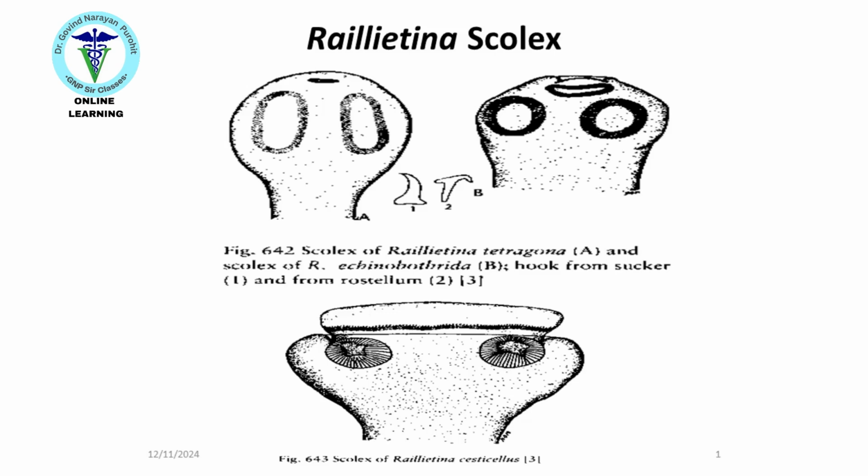Raillietina is a genus of tapeworms that infects birds and mammals. The scolex, or head, of these tapeworms is equipped with hooks and suckers for attachment to the host's intestine.